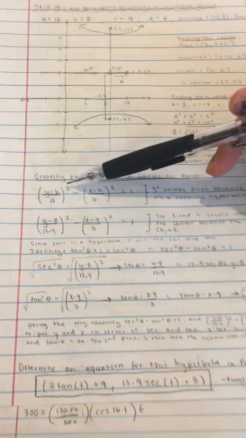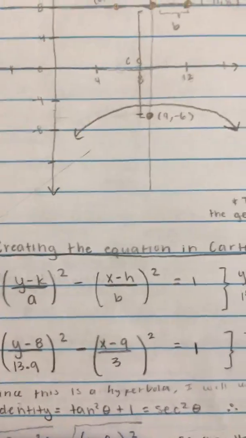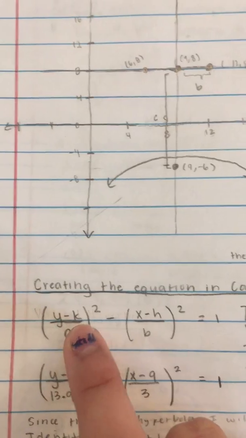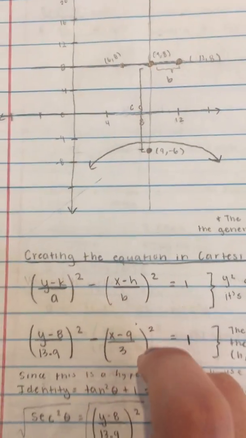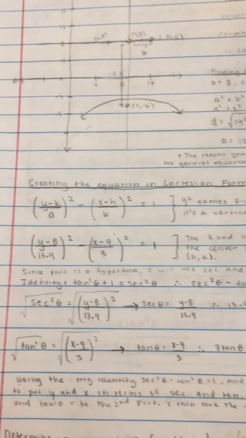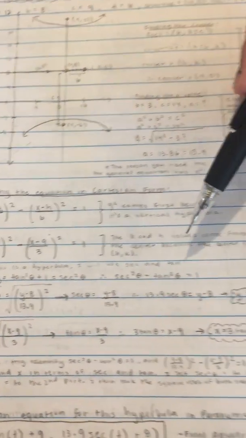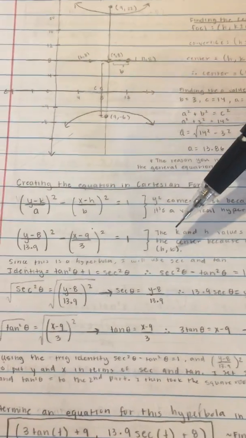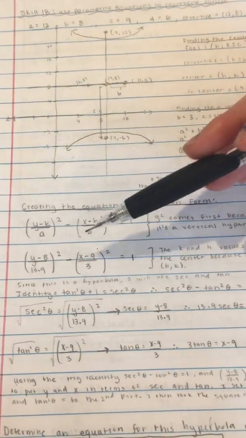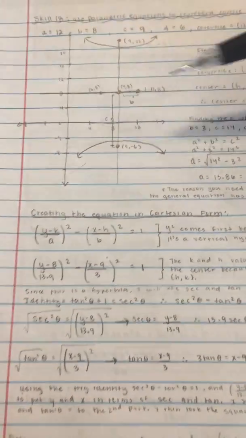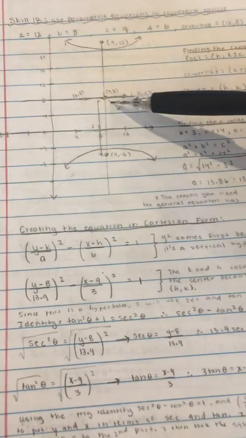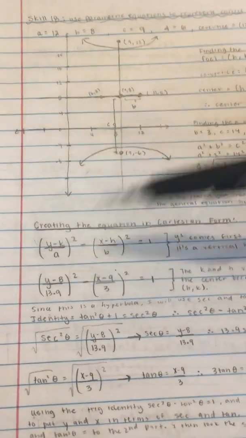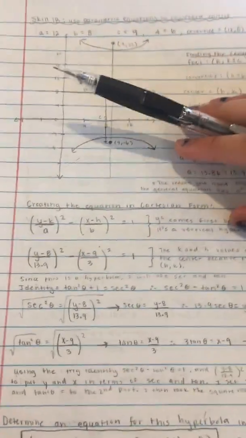And then this is the form of how to write it for a vertical hyperbola. It's (y minus k over a) whole squared minus (x minus h over b) whole squared equals 1. And the k and h values come from the center because the center is (h, k). So that's the minus 8 and the minus 9 that you see here because the center is (9, 8). And then also the a and b values, well, you're given the b value once you find the center, and then the a value is what we calculated up here.